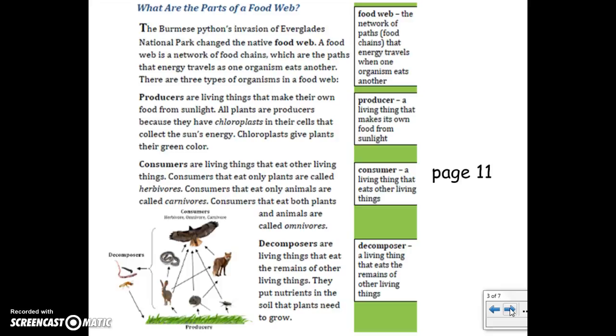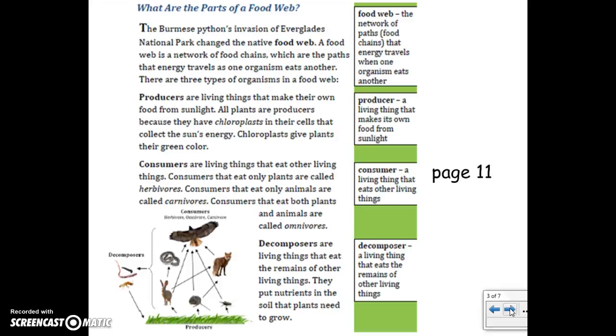Consumers are living things that eat other living things. Consumers that eat only plants are called herbivores. Consumers that eat only animals are called carnivores. Consumers that eat both plants and animals are called omnivores.